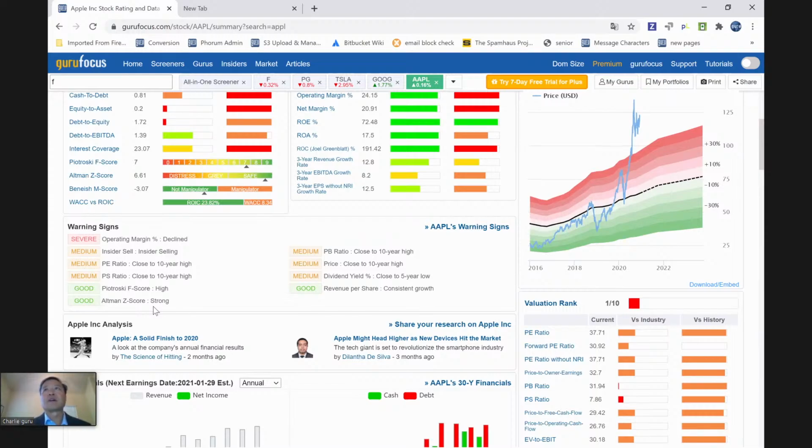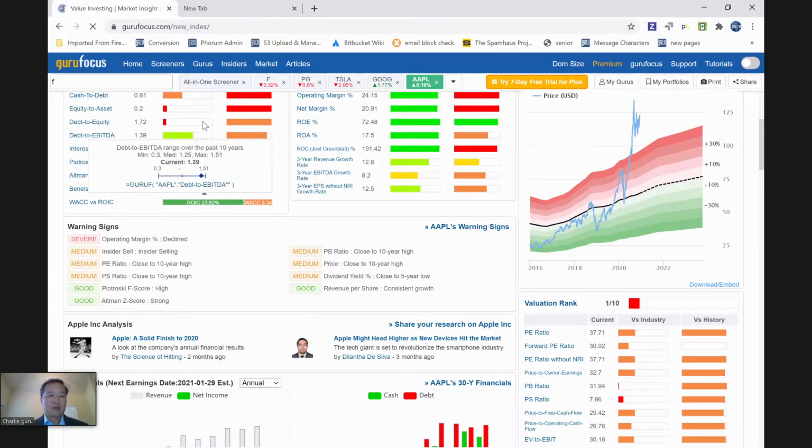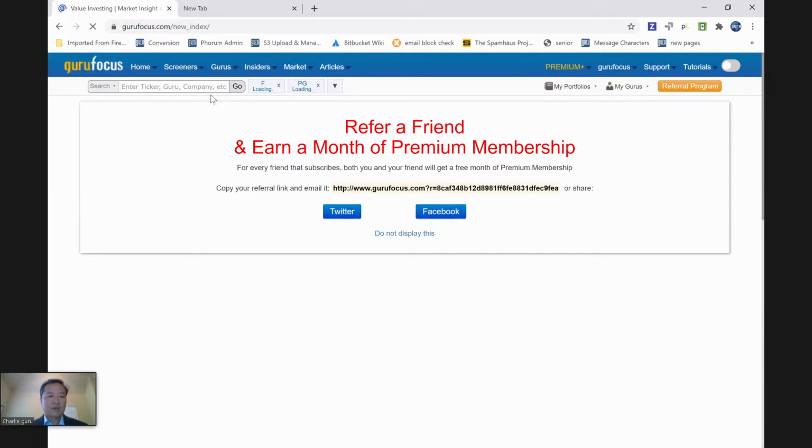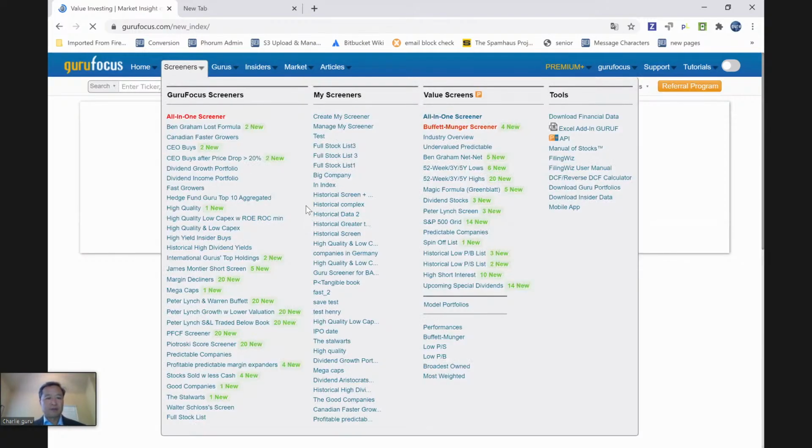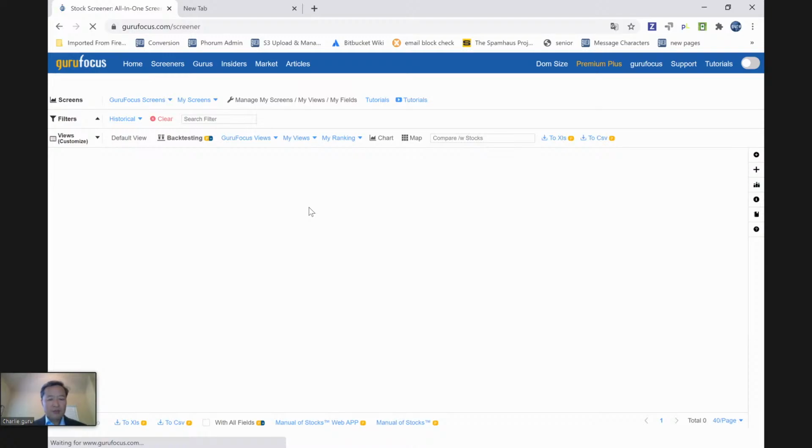Okay, someone is asking me to show the Premium Plus, show the historical filter again. Okay, I'll show you here. I just set up my account as a Premium Plus account. Now I come to the all-in-one screener again. My computer is okay, working on it.